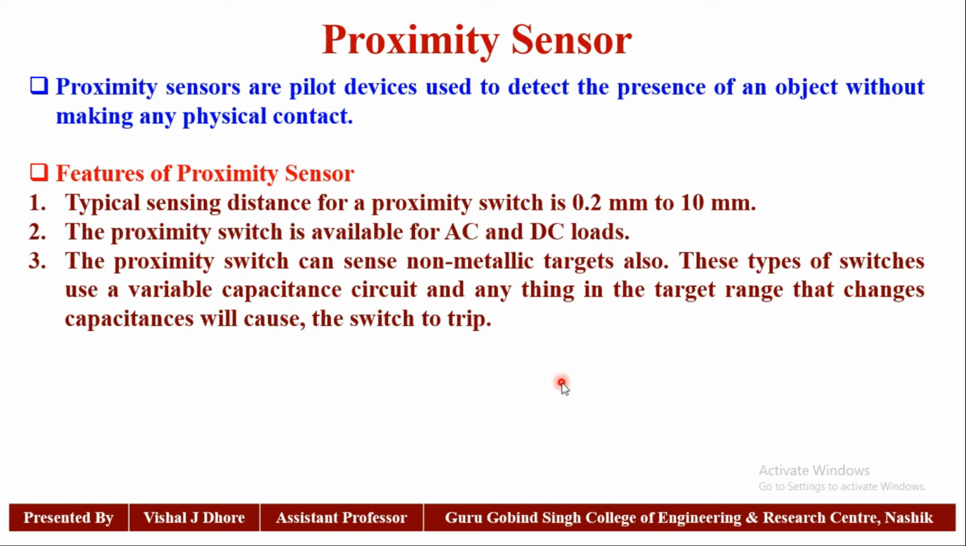Now let us discuss some features of proximity sensors. Typical sensing distance for a proximity switch is 0.2 mm to 10 mm. Second, the proximity switch is available for AC and DC loads. And last, the proximity switch can sense non-metallic targets also. These types of switches use variable capacitance circuits, and anything in target range that changes capacitance will cause the switch to trip.